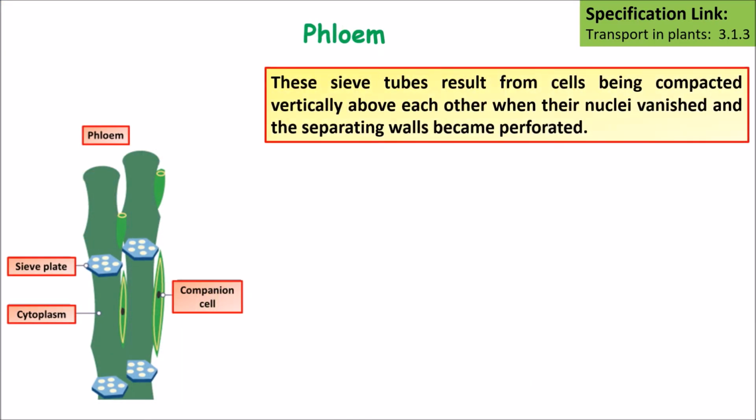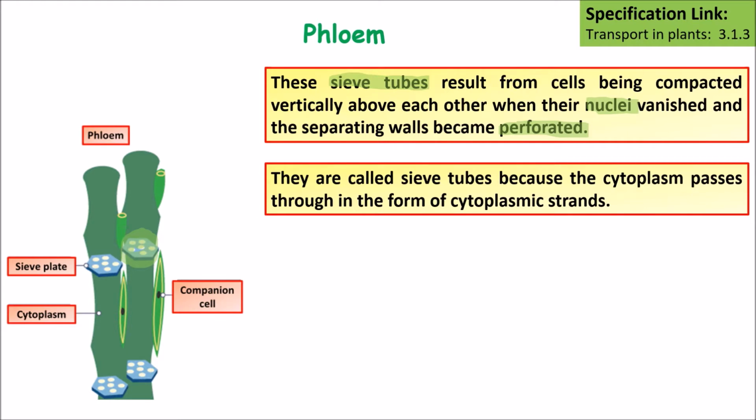Right, phloems, also called sieve tubes. These sieve tubes result from cells being compacted vertically above each other when their nuclei vanish and the separating walls between them become perforated. The important thing is that they have no nuclei and the walls are perforated, so there are small holes. There you can see the small holes between them.